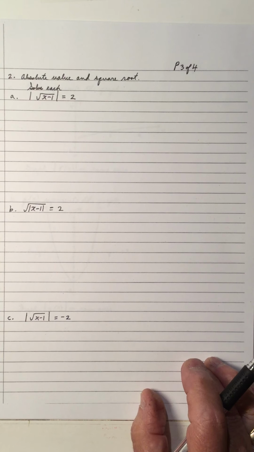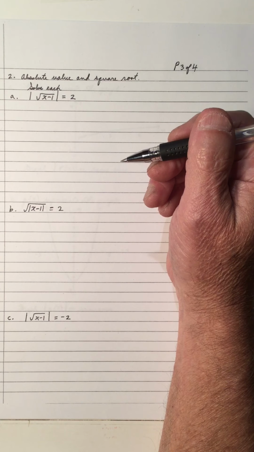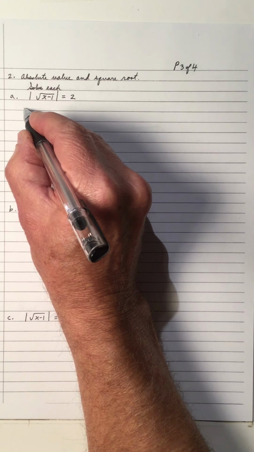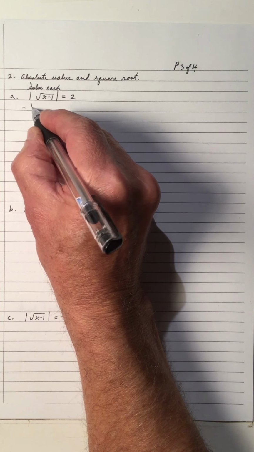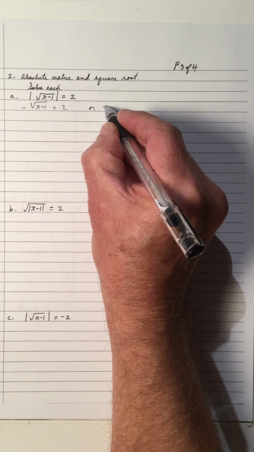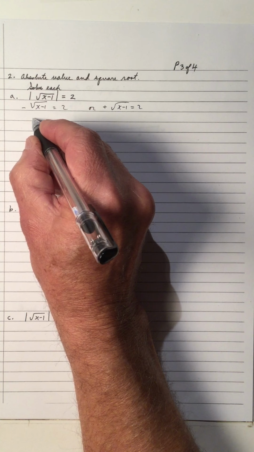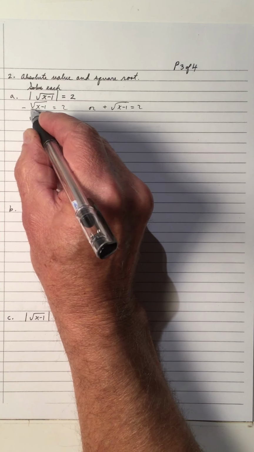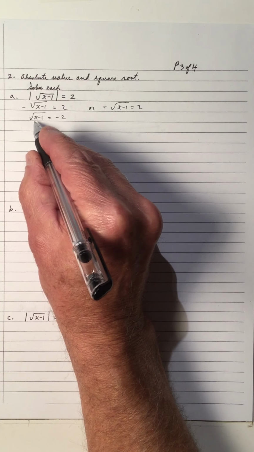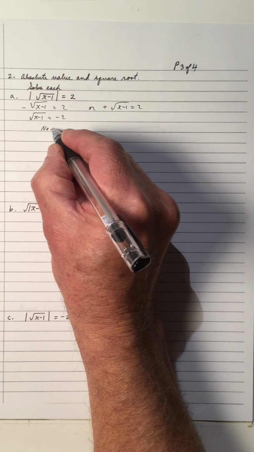What about looking at the absolute value and the square root? Again, I just made these up thinking, how can I do some more questions to make you think? And the absolute value is the negative of the root of x minus 1 equals 2, or the positive of the root of x minus 1 equals 2. And so that means divide by negative 1, x minus 1 equals negative 2. And the square root of a number is never negative, so there's no solution to this.